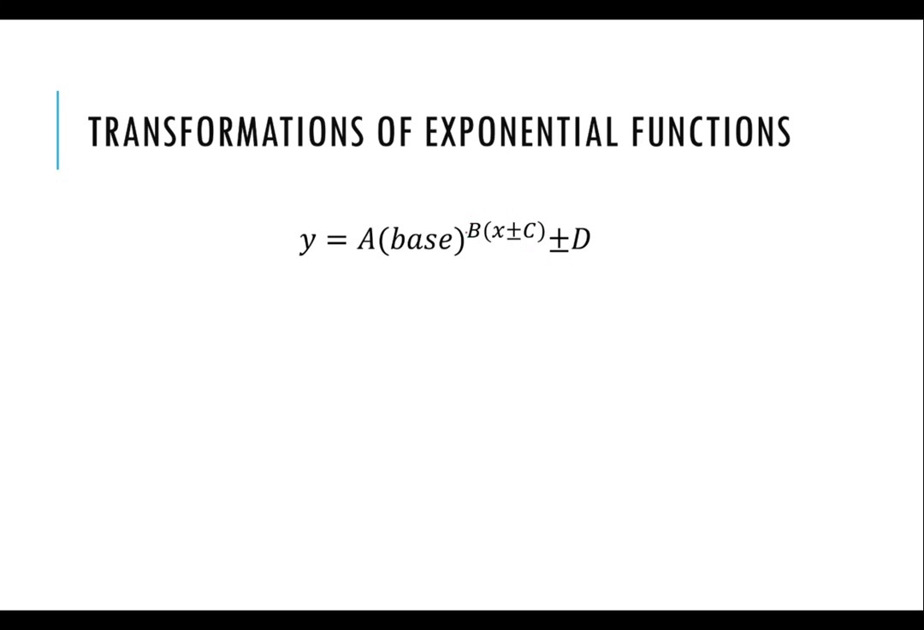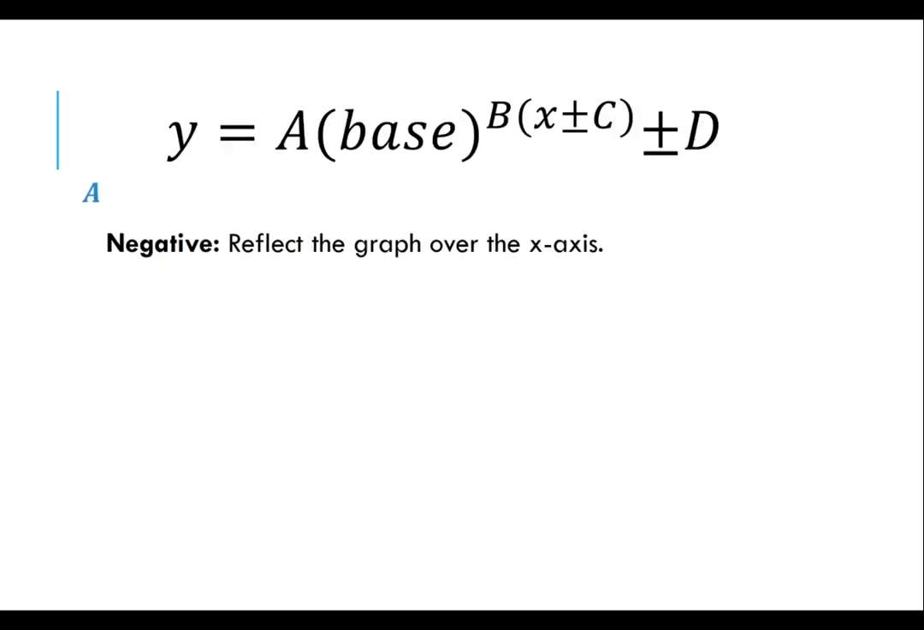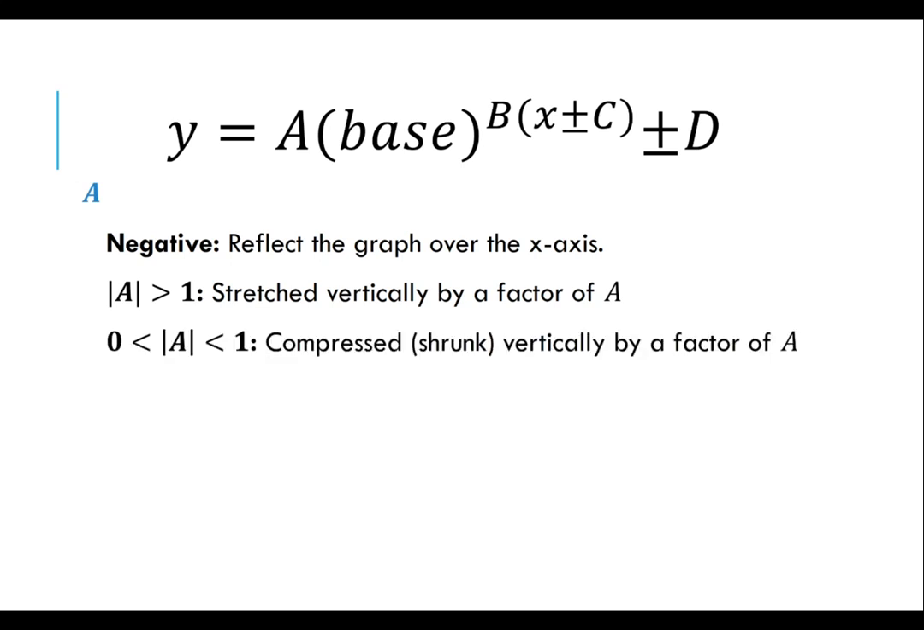And so if you have any stuff with the exponent, that's going to be horizontal things, and anything outside is going to be vertical. Specifically, if a is negative, it's going to turn the function upside down. It reflects the graph over the x-axis. If a is a number bigger than 1, in absolute value, we just ignore the sign, then it's a vertical stretch by a factor of a. If a is a number between 0 and 1, then it's going to be a vertical compression, or shrink, vertically by a factor of a.